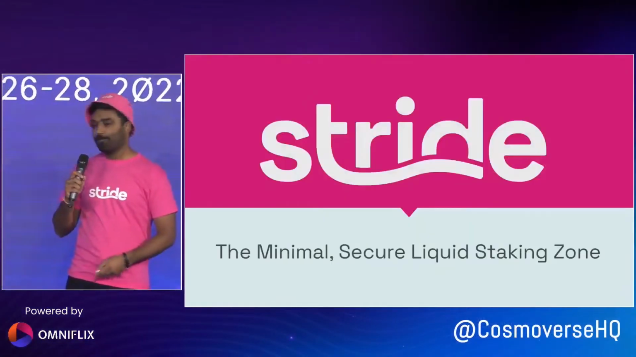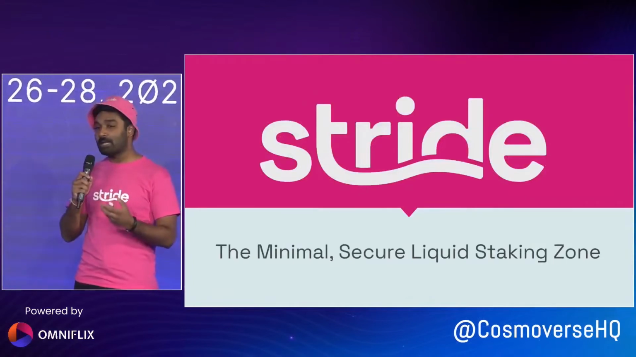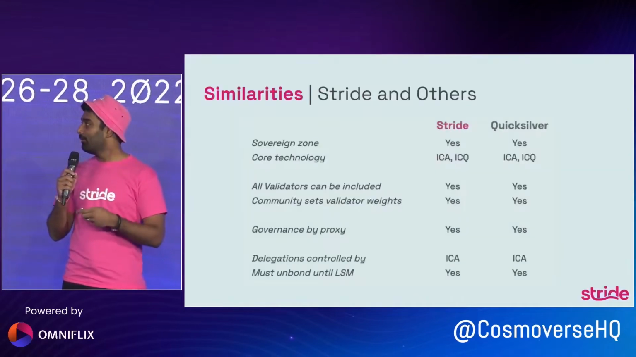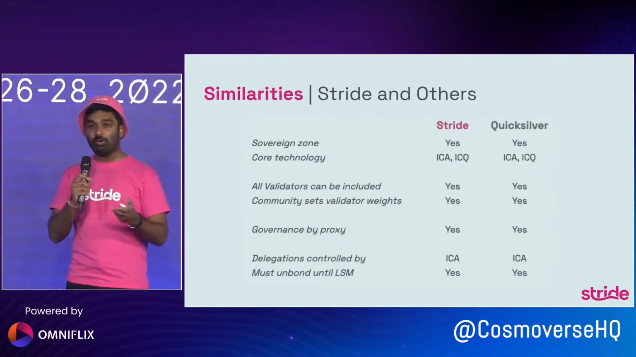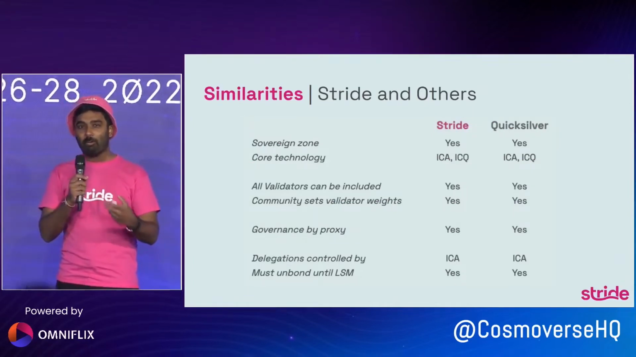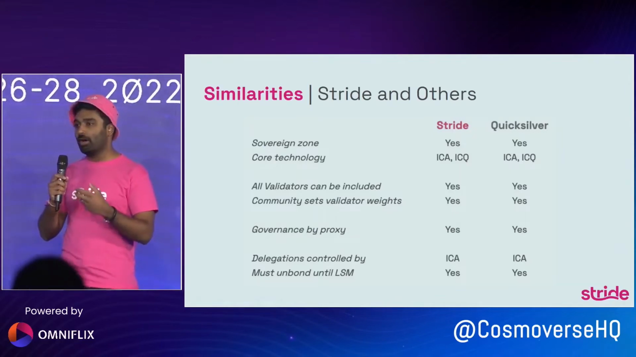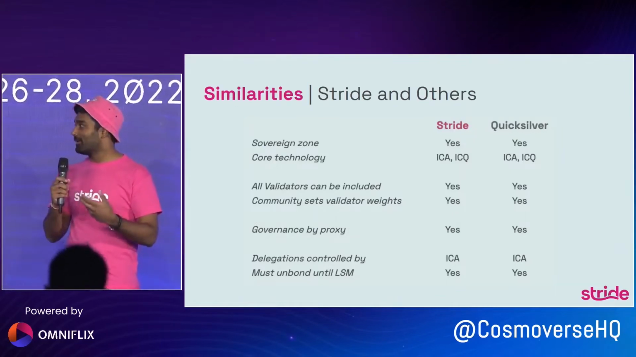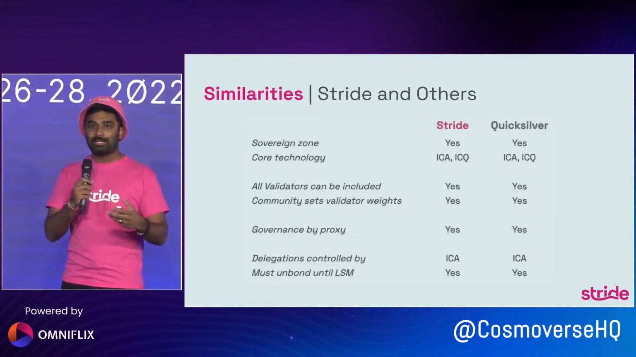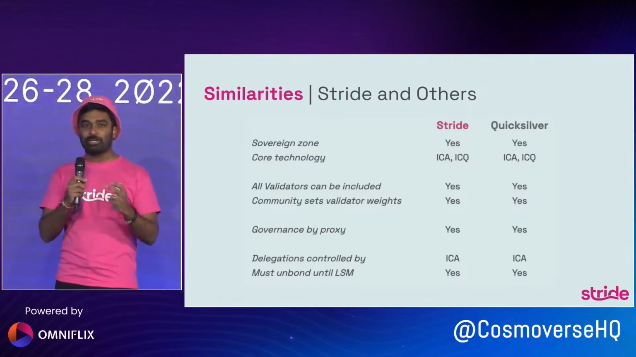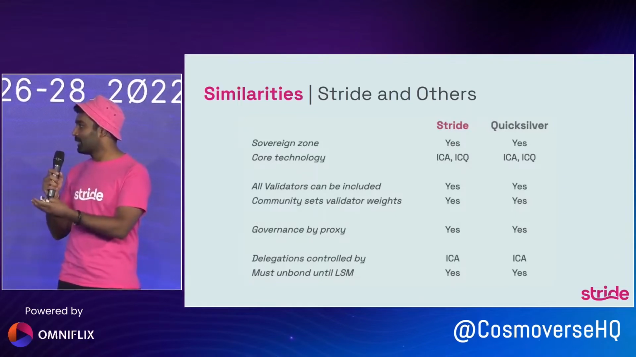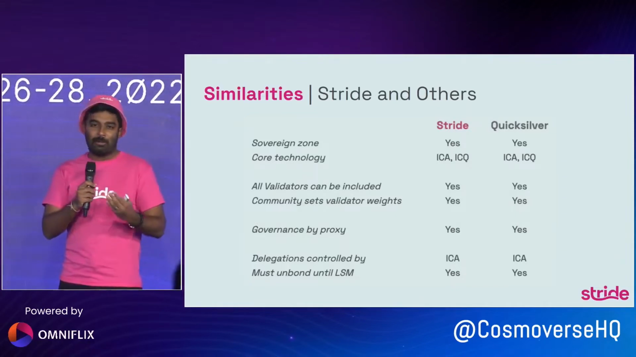Let's go. So I'm here to tell you today about the minimal, secure, liquid staking zone that is the Stride blockchain. Now, you've already heard from some other liquid staking providers about why liquid staking is important, how it works at a high level, and some other details about the nitty-gritty of liquid staking chains. I'm going to tell you a little bit about how Stride differentiates ourselves today, but before we get into that, let's just cover a little bit of the similarities between Stride and most of the other liquid staking blockchains. For simplicity, Quicksilver here, just because they're pretty close to launch, but the similarities are pretty similar across all of the chains.